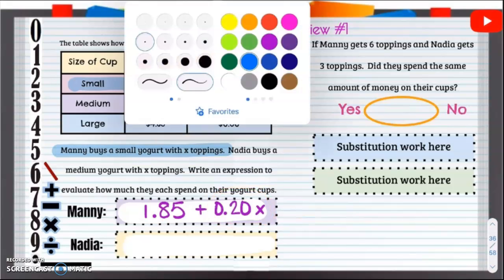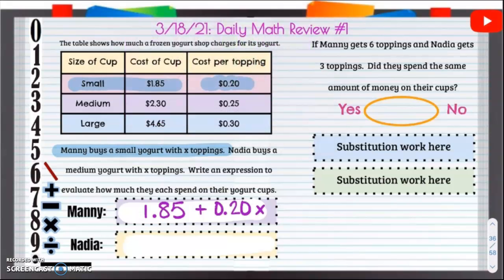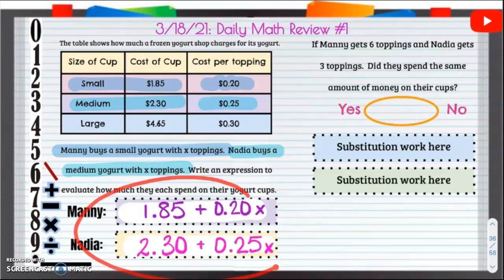Now let's take a look at Nadia. Nadia buys a medium yogurt with X toppings. Her medium size yogurt is $2.30, plus her toppings are 25 cents for each different type of topping that she wants. So these are going to be our expressions. If Manny gets 6 toppings and Nadia gets 3 toppings, did they spend the same amount of money on their cups?